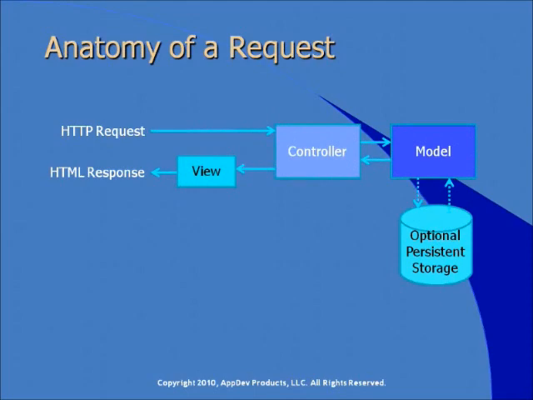Here's a graphic depiction of how the various MVC application components interact with each other to handle a user request and generate a response. So you have the HTTP request coming in, goes into the controller, it interacts with the model. The model may or may not hit some sort of persistent storage, such as SQL Server, returns data to the controller, selects a view, and that results in a response that's sent down to the browser.